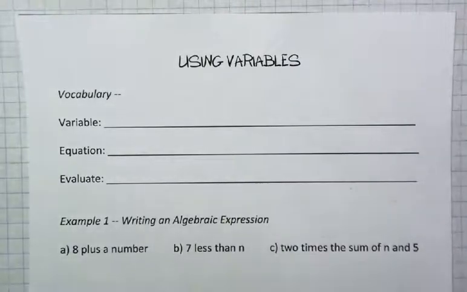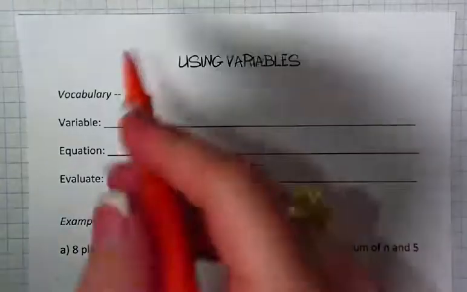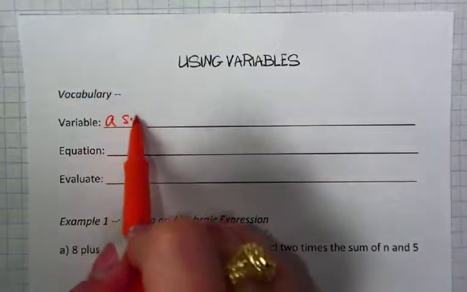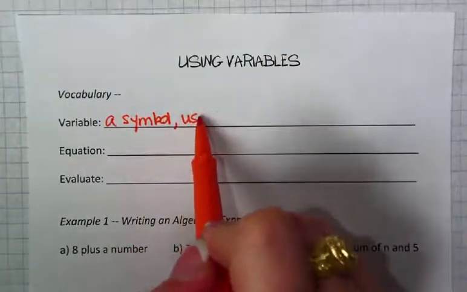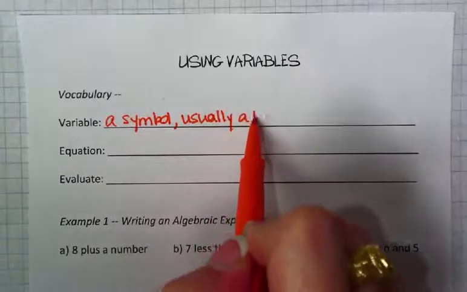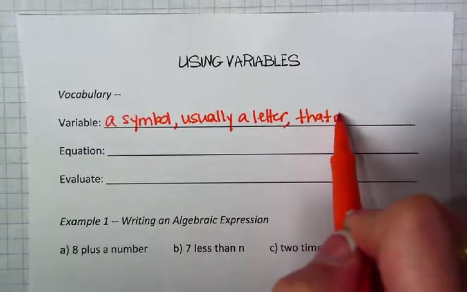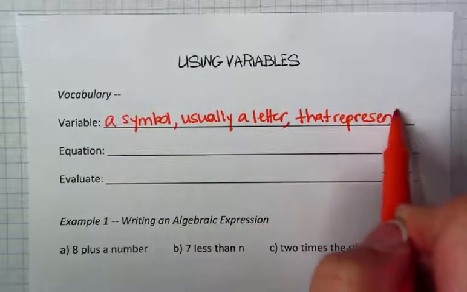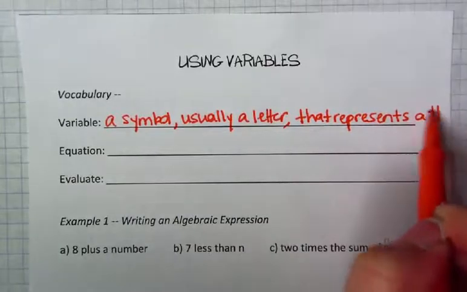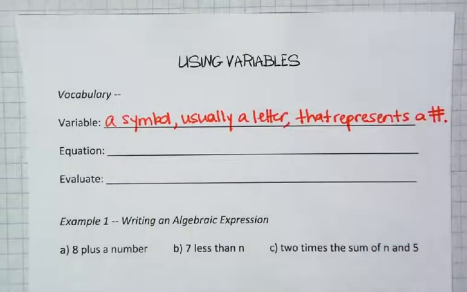Hey everyone, today we're going to talk about using variables and evaluating. So to begin, we're going to go through some vocabulary real quickly. The first one is, what is a variable? A variable is just a symbol, usually a letter, that represents a number. I'm going to just use the hashtag there for number.